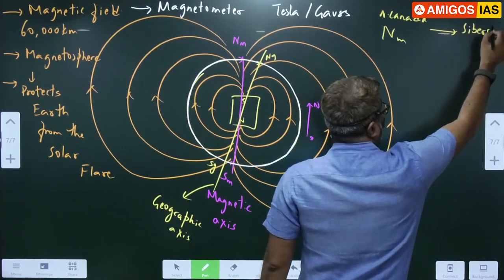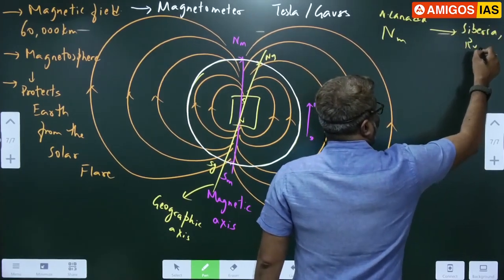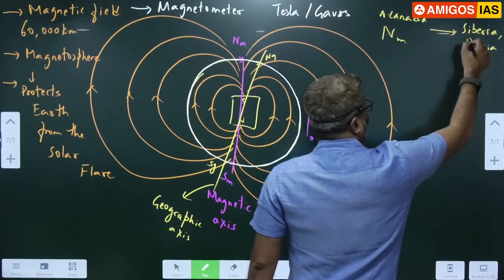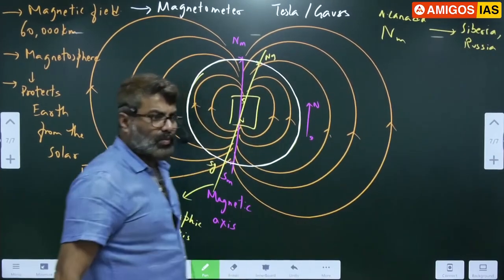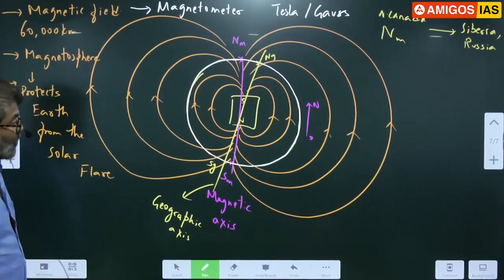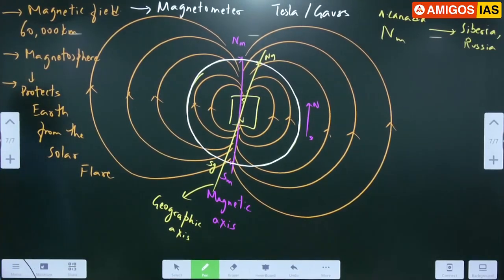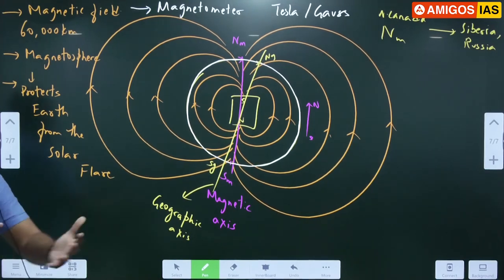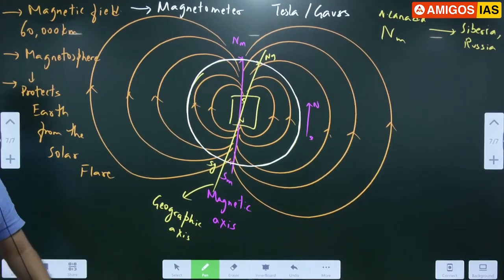You write this here somewhere. In one of the classes, I'll explain this. It is a very technical topic. So please remember, from North Canada, the magnetic north pole is shifting towards Siberia. That means the magnet inside the earth is changing.